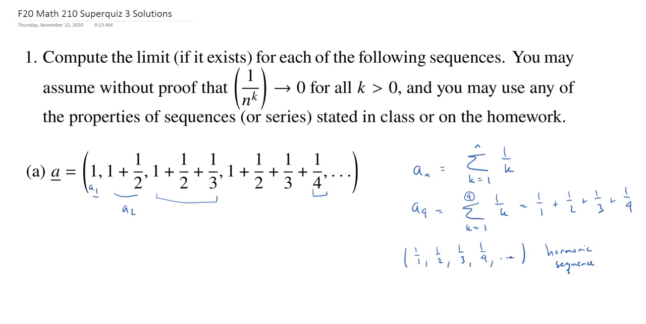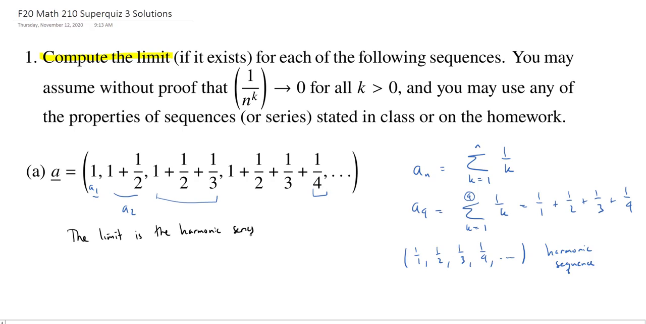In fact, the limit, which is what we're trying to compute, of this sum sequence, is what we call the series. So what is the limit of the harmonic sum sequence? It's the harmonic series. The harmonic series is what we write, using this notation, as the sum from k equals 1 to infinity of 1 over k.